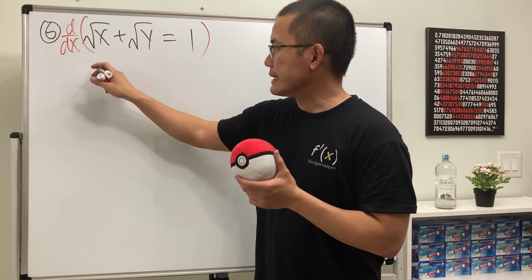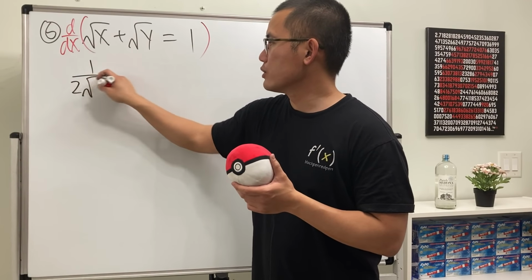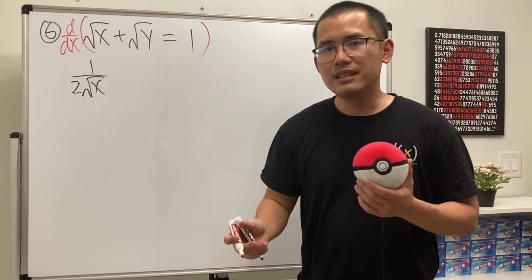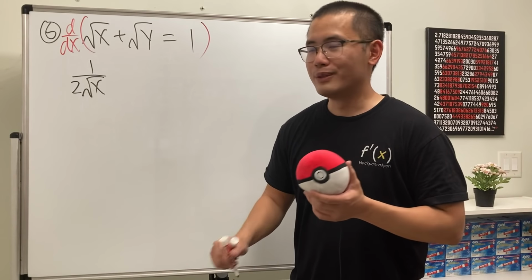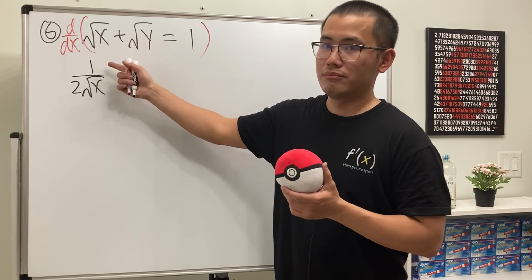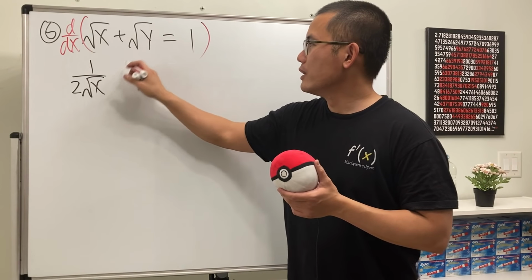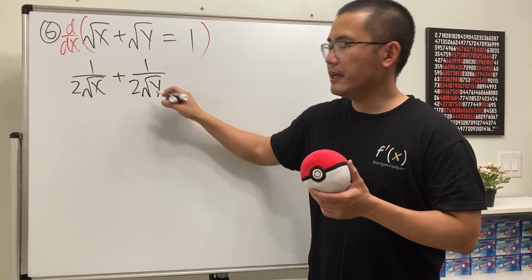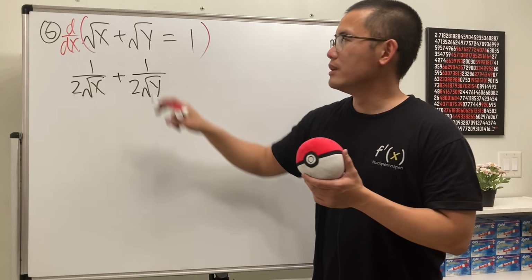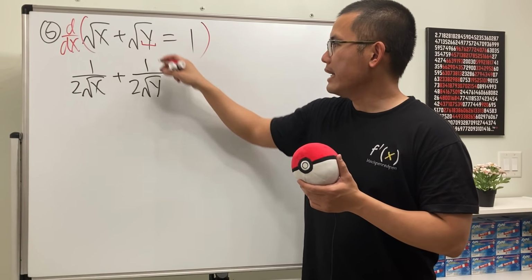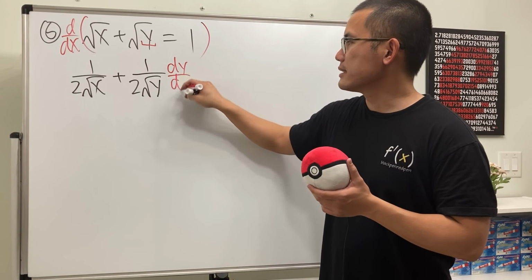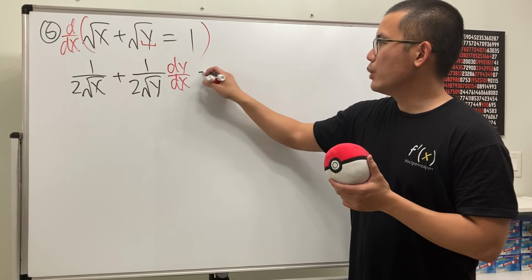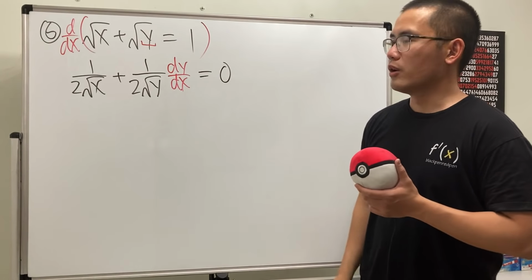Differentiating square root of x, we get 1 over 2 square root of x, and then that's it. Well, should we use chain rule? Technically, yes, but does it matter? No, because the derivative inside is just 1. But for this right here, differentiating square root of y, we get 1 over 2 square root of y, but we will have to use the chain rule, because the derivative of y is precisely what we want, and that's dy dx, the derivative of y with respect to x. And that's equal to the derivative of 1, which is 0.